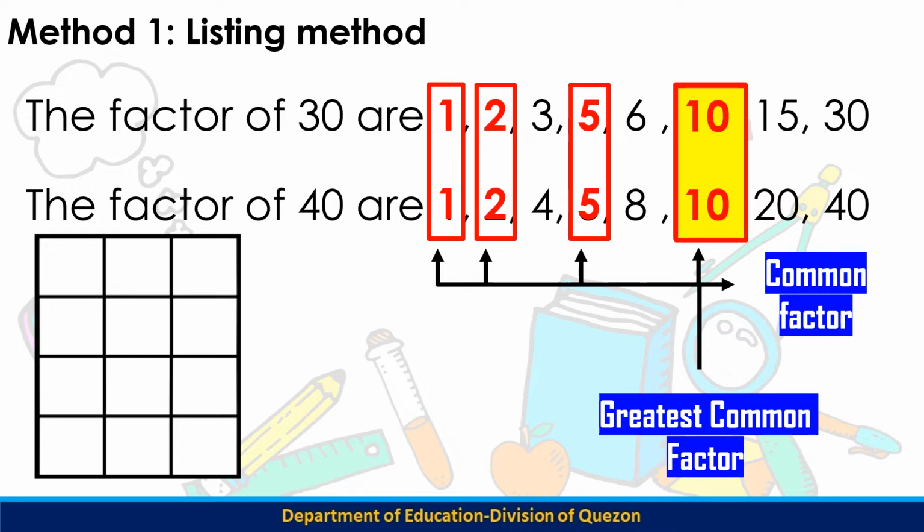Going back to the problem above, you know now that the side of the largest possible square is 10 cm. The model block shows that the 30 by 40 cm cardboard of Larry can be covered with 12 squares with 10 by 10 cm sides.